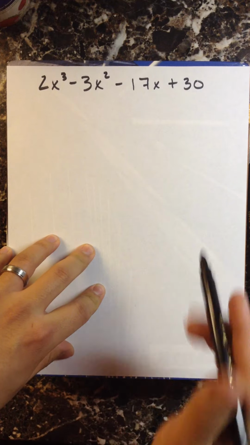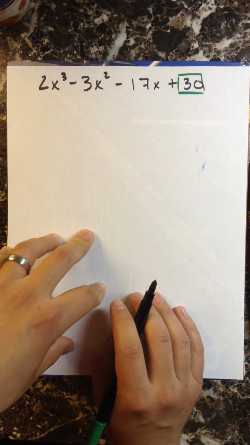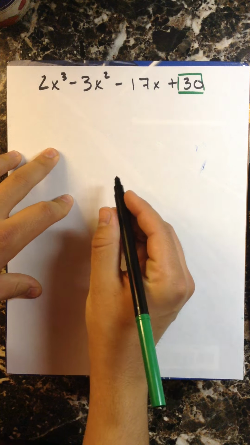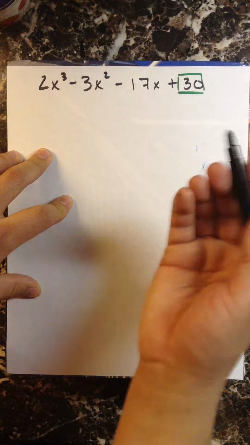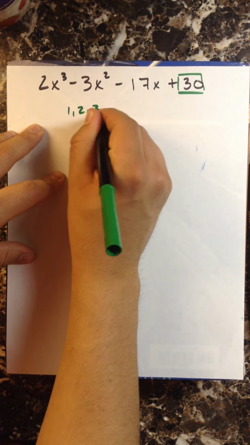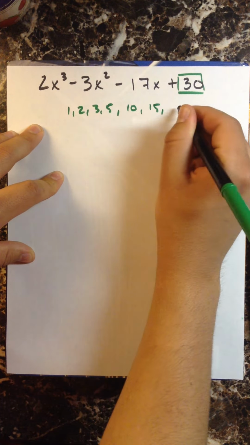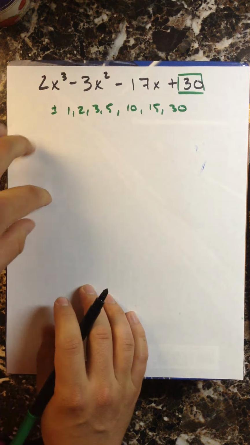So just like before, we're going to look at our constant to find some factors. Okay? So I'm going to list all the factors of that constant. Now this is going to be a little bit longer list because it's 30. So we'll have 1, 2, 3, 5, 10, 15, and 30. And obviously we have the positive or negative options.